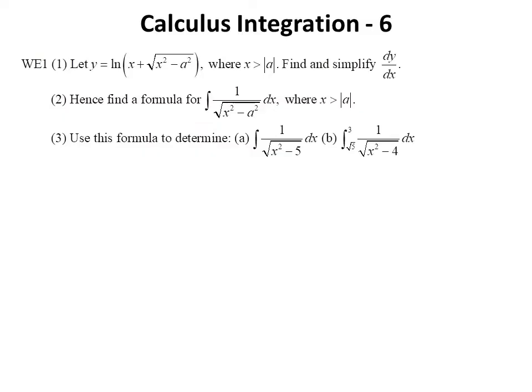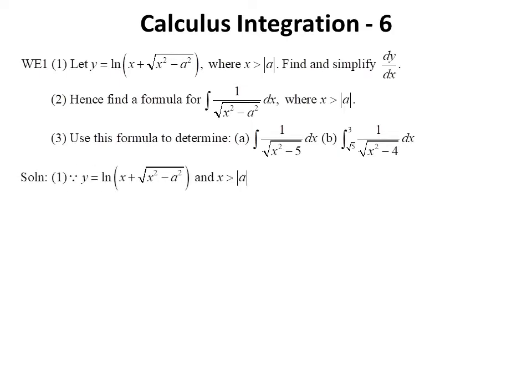Welcome to the sixth session of this integration series. Here, the first question in example 1 is to find and simplify dy by dx given that y equals ln of x plus the square root of x squared minus a squared, where x is greater than the modulus of a. Then the second question is to find the integral of 1 over the square root of x squared minus a squared dx. Then the third question is to find two antiderivatives based on the result of the second question.